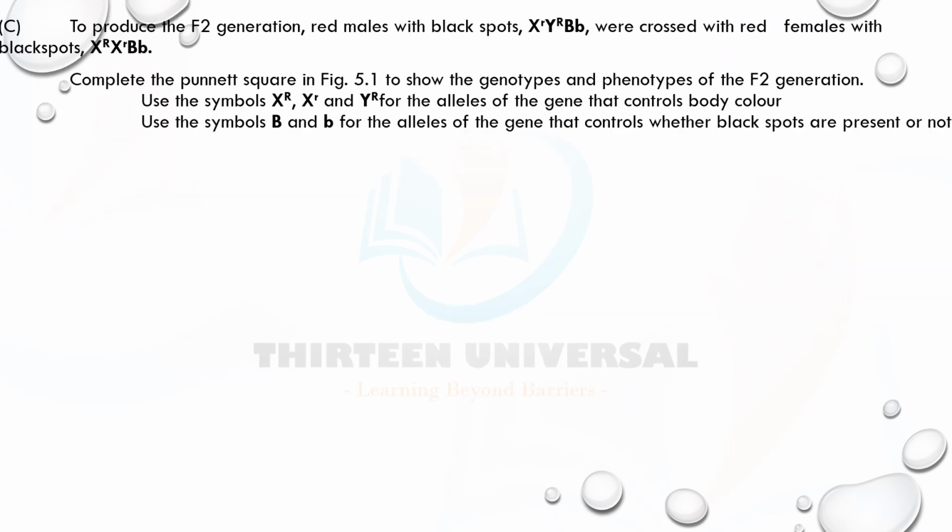So look at this. To produce the F2 generation, the red males with black spot were crossed with red females with black spot. Complete the Punnett square in Fig 5.1 to show the genotype and phenotype of the F2 generation. Use symbols for the alleles of the gene that controls body color, and symbols for the one that controls black spot. Some of Fig 5.1 has been completed for you.